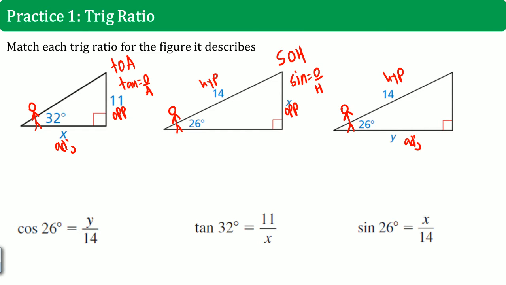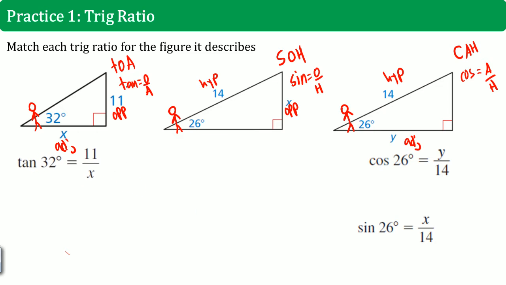This is adjacent and hypotenuse. That's your CAH, right? Your cosine is going to be your adjacent over your hypotenuse. Let's see if that matches. Okay, yes, that is your cosine. Cosine 26 degrees equals your adjacent, which is your y, divided by the hypotenuse, which is 14.